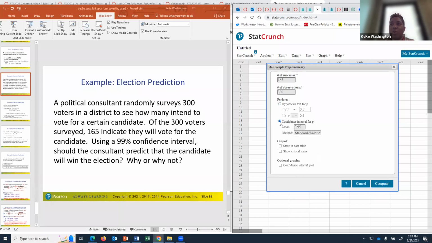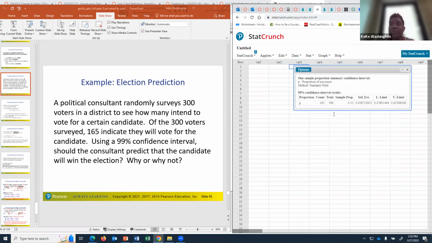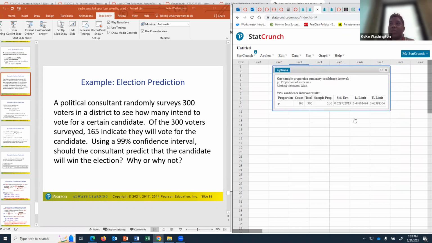You want to perform a confidence interval for proportions. The level is whatever your confidence level is, and in this case, it's 99%. Okay, and then let's compute. So it gives you your standard error. It gives you your sample proportion, that's your p hat. And it tells you the lower boundary and the upper boundary.